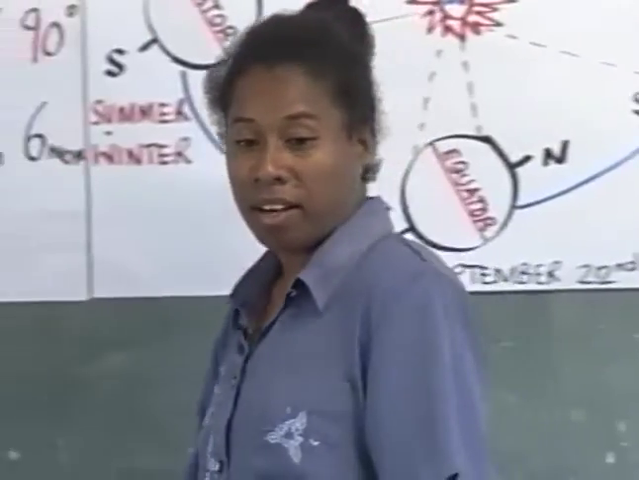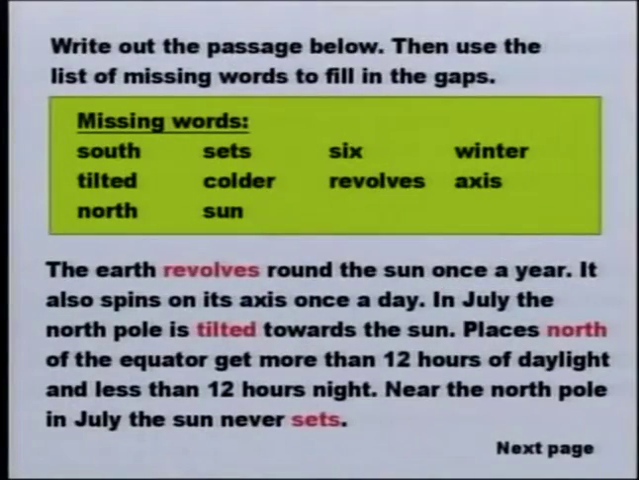Okay, the answers, I'll go through the passage. The answers you will see on the monitor are in the color red, and you can also make corrections using a red pen, please. The list of words, the missing words that you are supposed to select from so that you will put into those spaces which are left blank: note, south, sets, 6, winter, tilted, colder, revolves, excess, north, and sun. Okay, the passage.